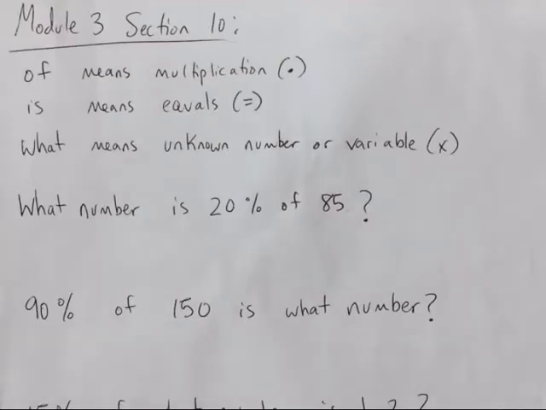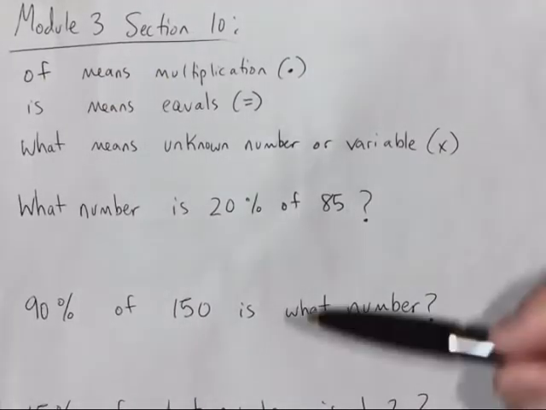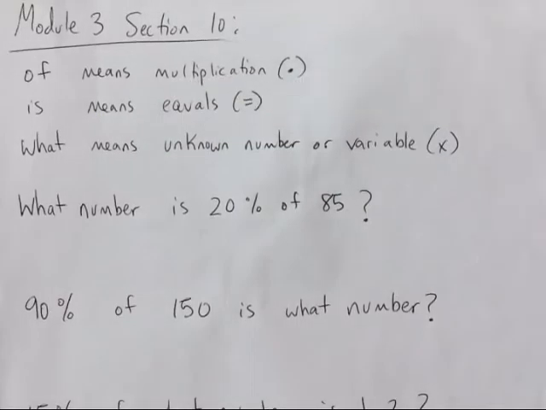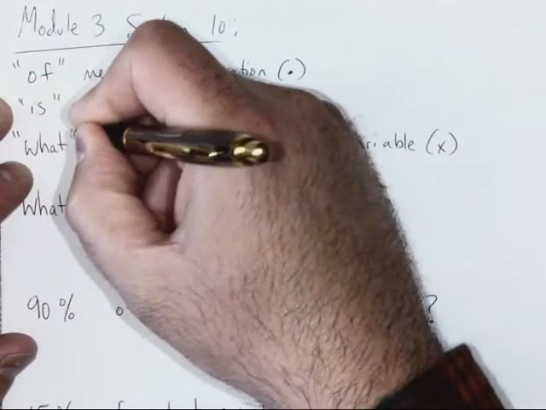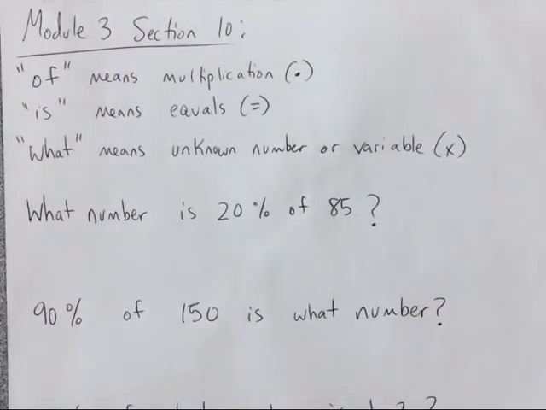This is an instructional math video for DMA 030. This video is in regards to section 10, which is solving percent problems using equations. So three key things to know here is that the word "of" means multiplication, the word "is" means equals, and the word "what" means unknown number or variable. So put quotations around those words.